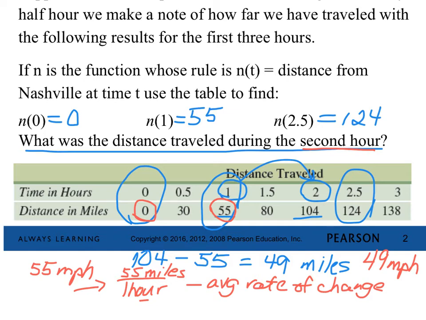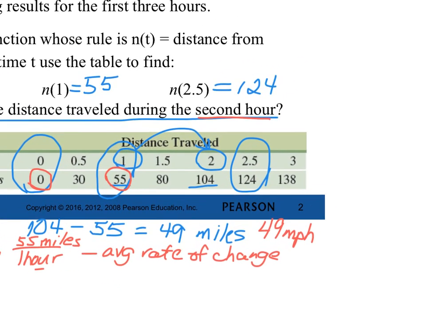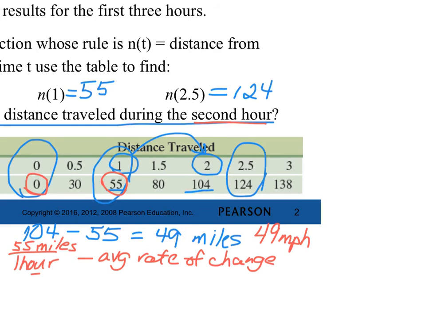And looking at our entire 3 hours, let me move the table, we see that over the course of the entire 3 hours, we went 138 miles in the time of 3 hours.